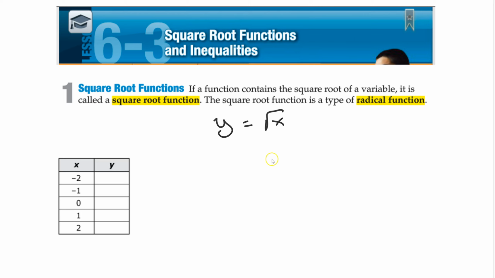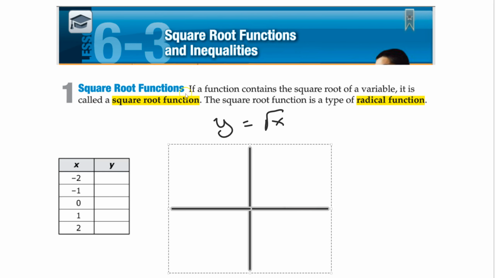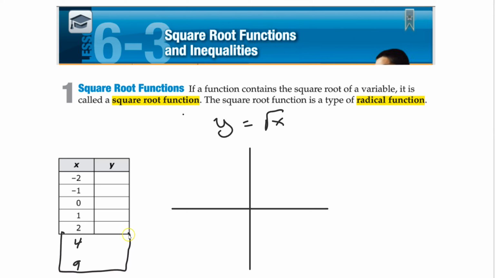As always, I like to make a graph by making a table. So my table is already set up. Let me make my grid here. I really wish it came with grid lines. That would be great. But anyway, so I have these values. I'm going to add a couple more values in here. So let's go 4 and 9. Add those, and you'll see why in a second.